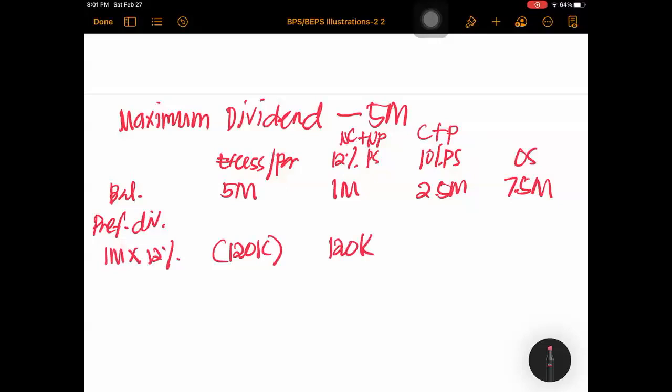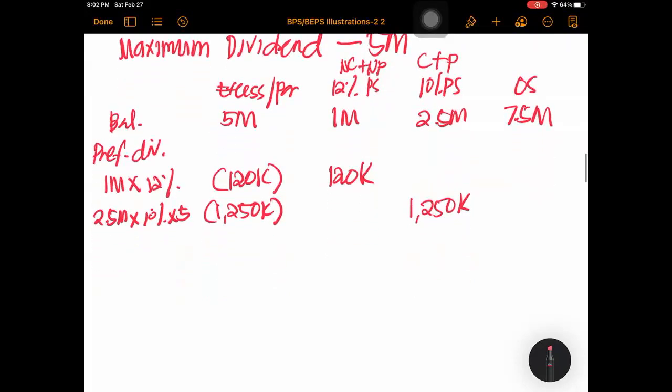Okay, how about the 10%? So that's 2.5 million times 10% times 5 years. Times 5 years because it is cumulative, including arrears, right? Starting 2014, nothing was declared, no dividends paid. So now that they decided to declare, you have 5 years of arrears, including the current year. So that's 2.5 million times 10% times 5. That's 1,250,000. Times 0.10 times 5 years. Okay, 1,250.